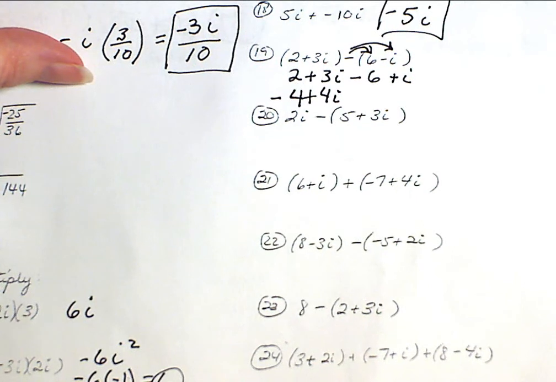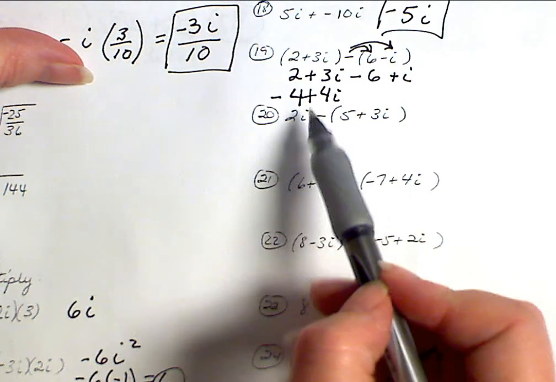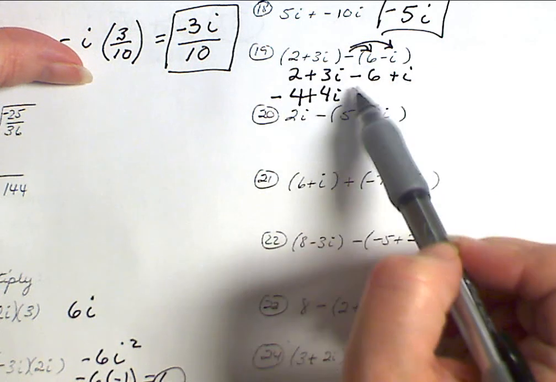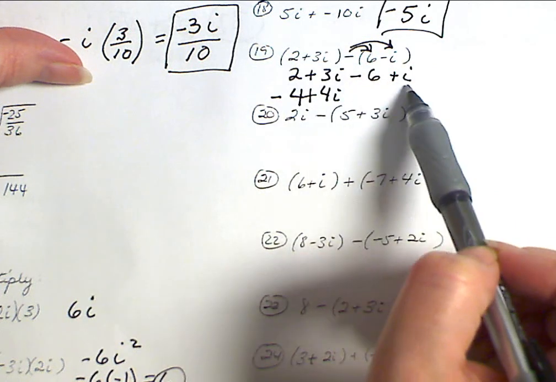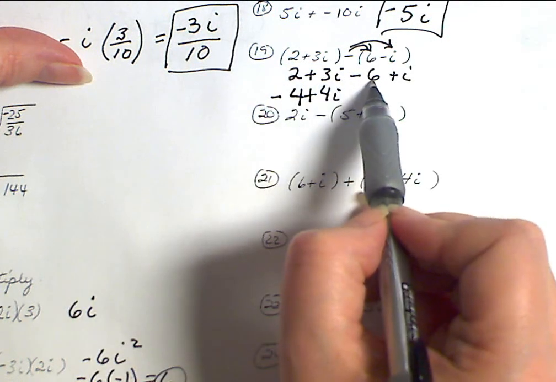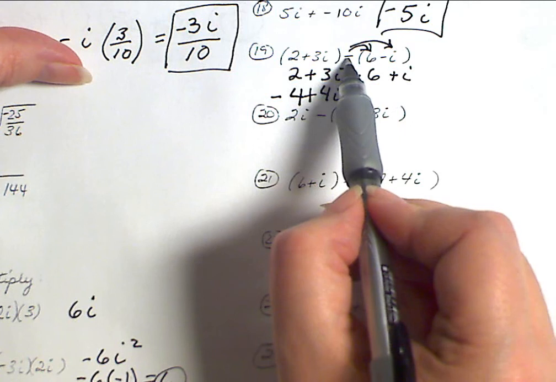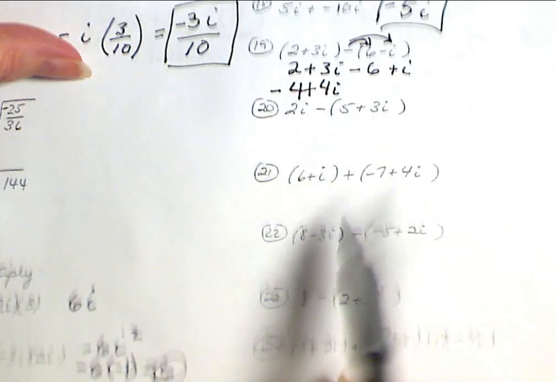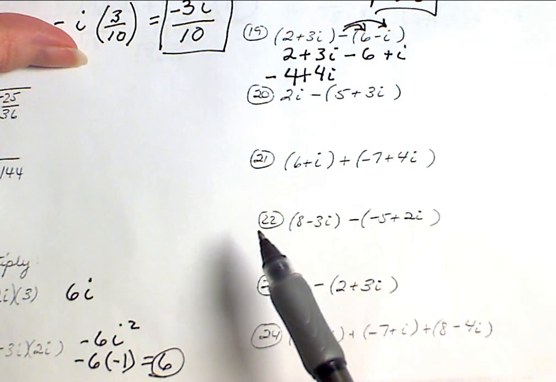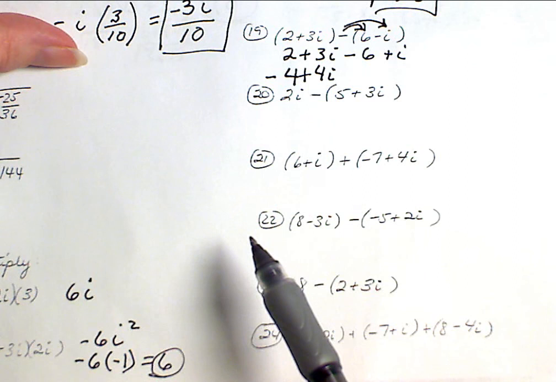So how'd you get the negative 4 plus 4i? Did you get the negative 6 plus i? Okay. Combine like terms. 2 minus 6 is... Distribute that one thing to all the parentheses as well. If it's plus, you can just drop the parentheses, because it's 1. Subtraction is not.